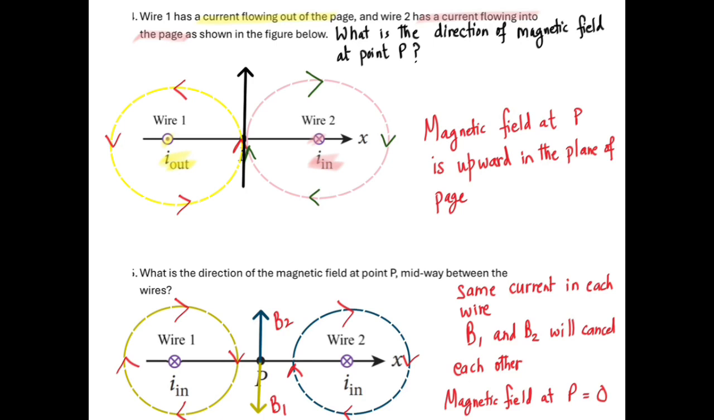Okay, so whenever they give you two different wires, you need to use the right hand grip rule to find the direction of magnetic field at a given point and decide whether they will add up or they will cancel out.